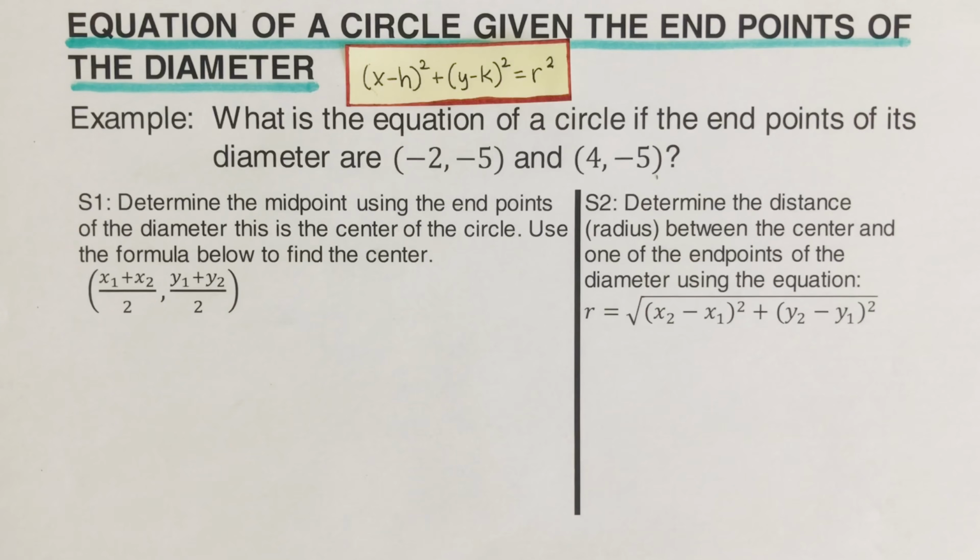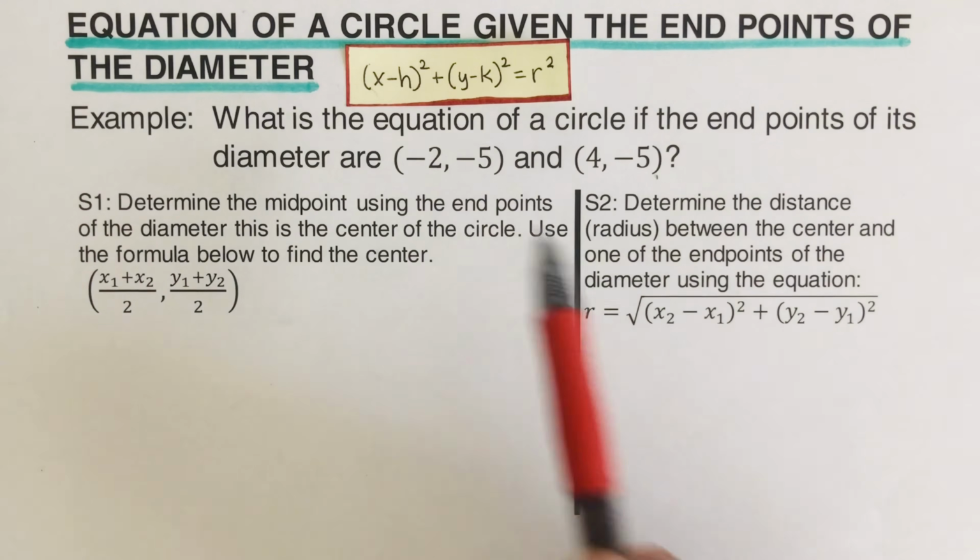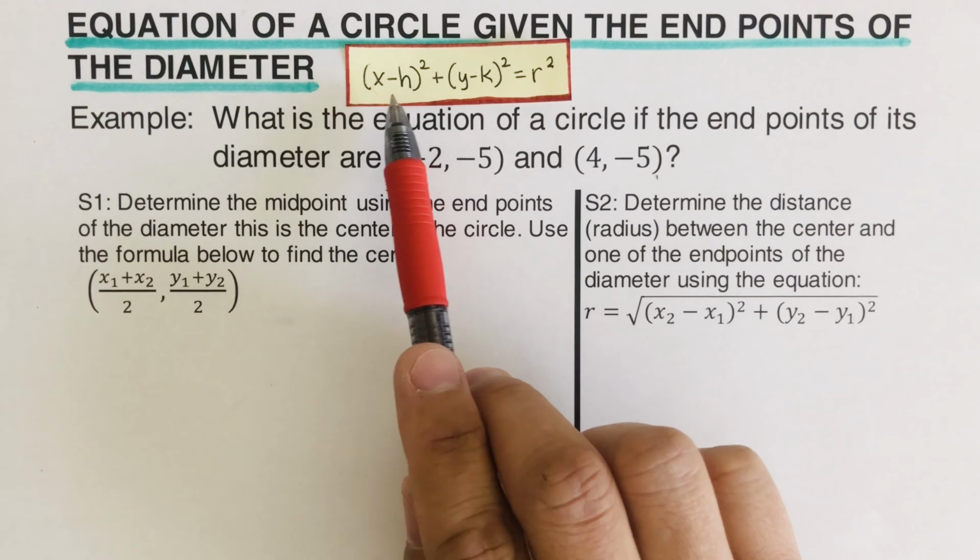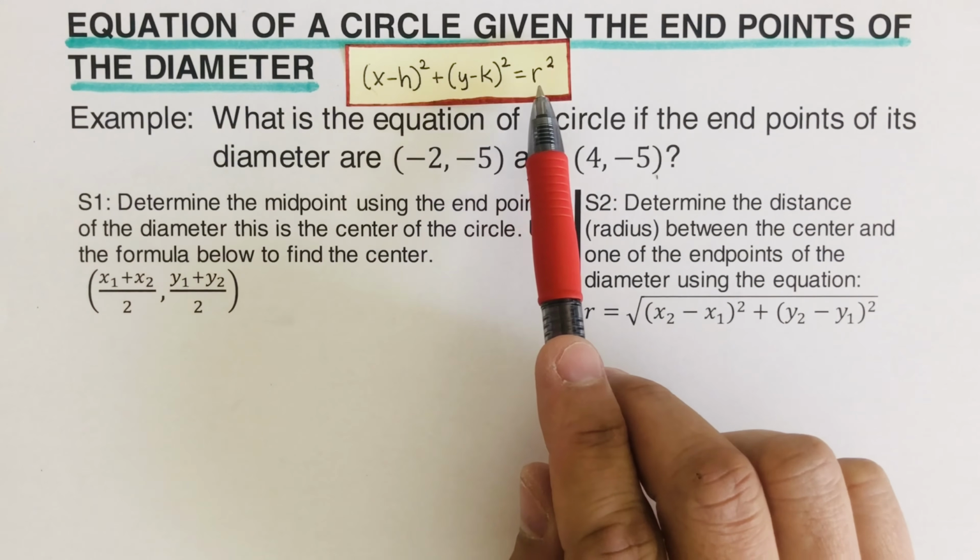We can see from this equation that there are two important pieces of information that we need to have at hand in order to write the standard equation of a circle. First, we need to have the center. The center is represented as (h, k), and we need to have the radius.